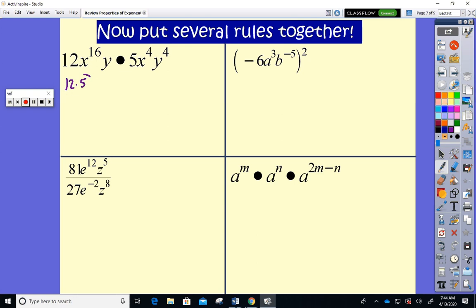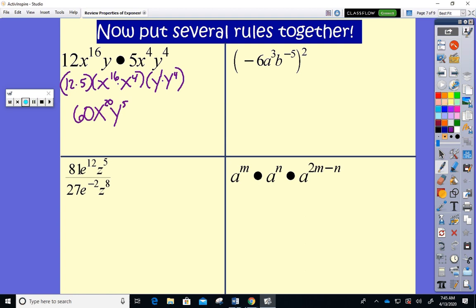So on these guys, and I'm not going to do this every time, but you basically turn this into a 12 times 5 problem, an x to the 16th times x to the 4th problem, and then a y times y to the 4th problem. So you make it three different problems in the way that you actually think through it, where 12 times 5 is 60, x to the 16th times x to the 4th, add exponents, is x to the 20th, y to the 1st times y to the 4th is y to the 5th when you add exponents.